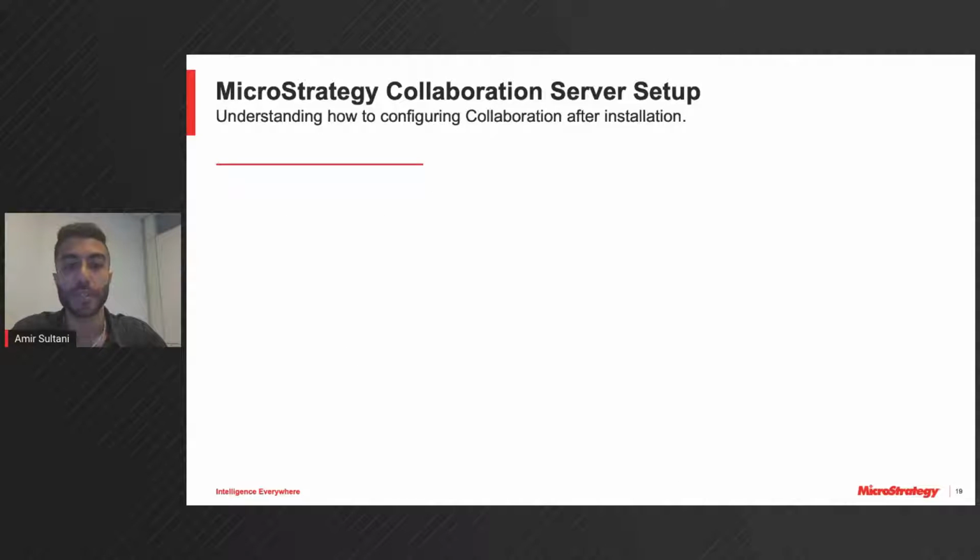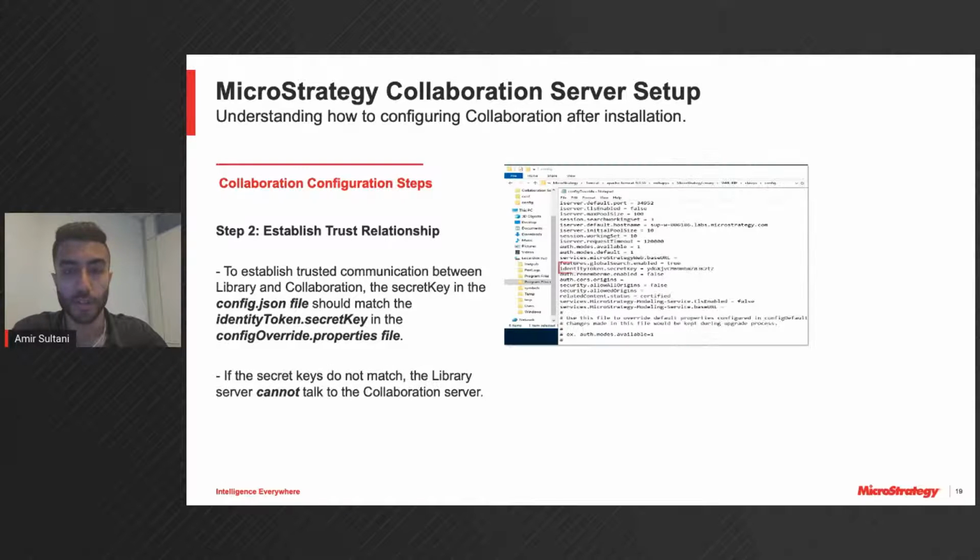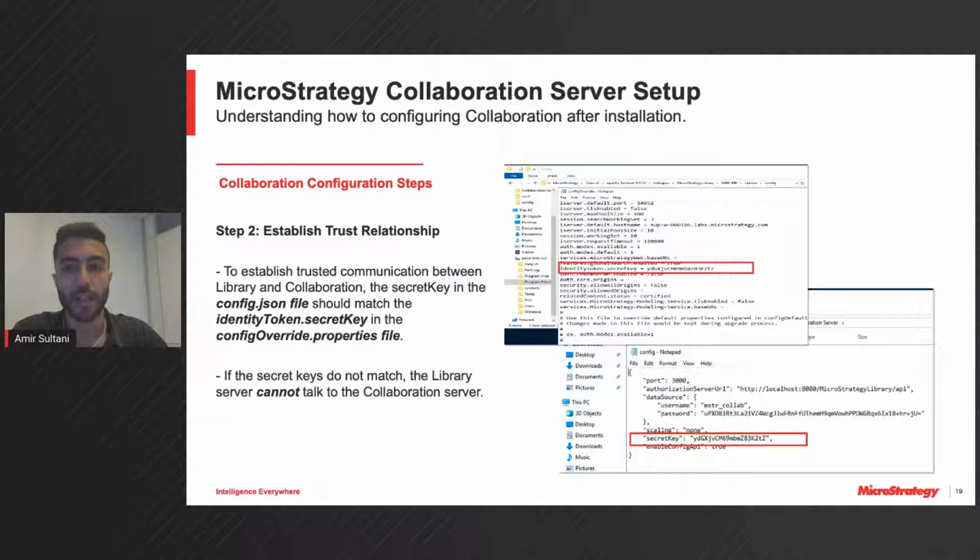Now, to establish trusted communication between your Library server and collaboration server, the secret key value in the config.json, which is the collaboration server configuration file, must match the value of the identityToken.secretKey parameter in the config override.properties, which is the Library configuration file. Library and collaboration use the keys to verify each other's identity. If the keys do not match, the Library server cannot talk to the collaboration server.